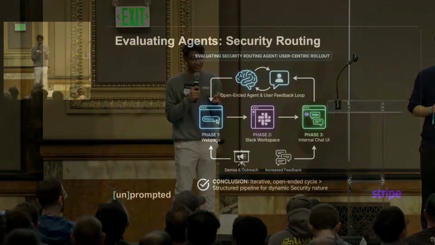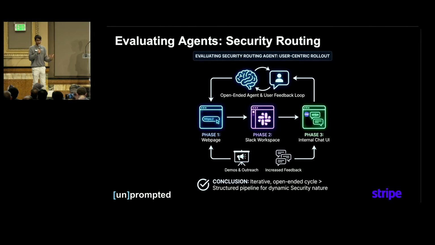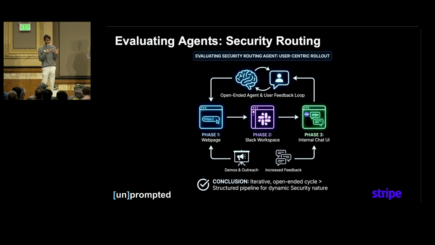Yeah, so the eval pipeline for security routing was a bit different. It relied more on user-provided feedback, given the open-ended nature of the situation. Instead, we relied on releasing to a small bubble of users, iterating on user feedback, increasing that bubble, and so forth. Specifically, we started by releasing the agent just to be accessible via a web page, just so that our team members and anyone across Stripe internally could access it.